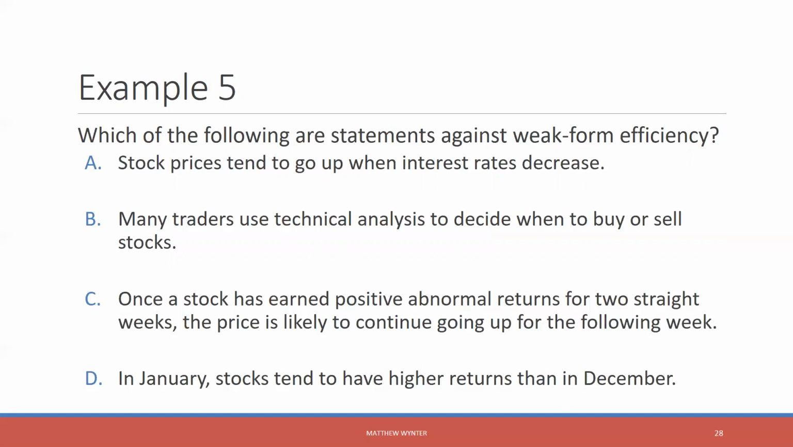Question D. In January, stocks tend to have higher returns than in December. This is called the January effect, and it's a puzzle that we've had in finance for many, many decades. This is also a violation of the efficient market hypothesis. It's a violation against weak form efficiency. Why? Well, January is a month. We know the months. That's all publicly available information. There is nothing about that that we shouldn't be able to identify and to already incorporate into our stock price. But we still have this puzzle.